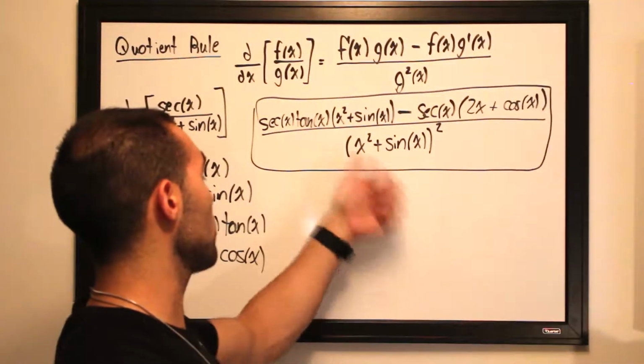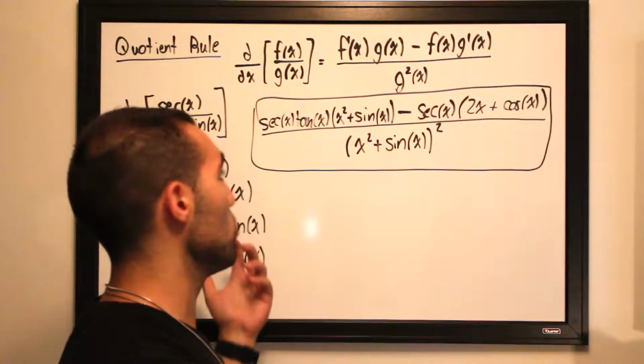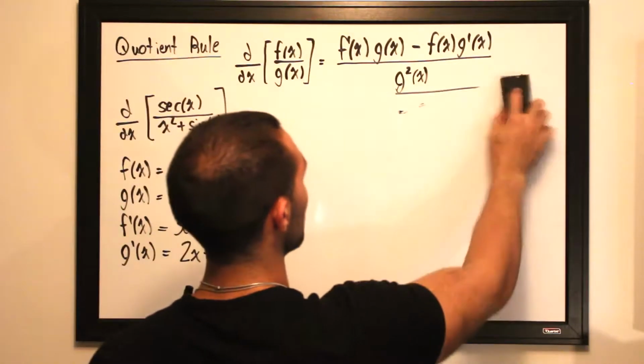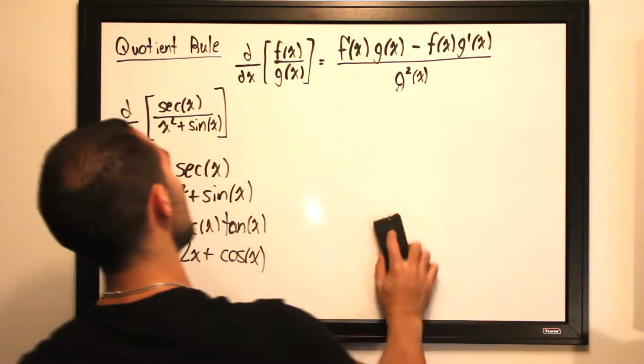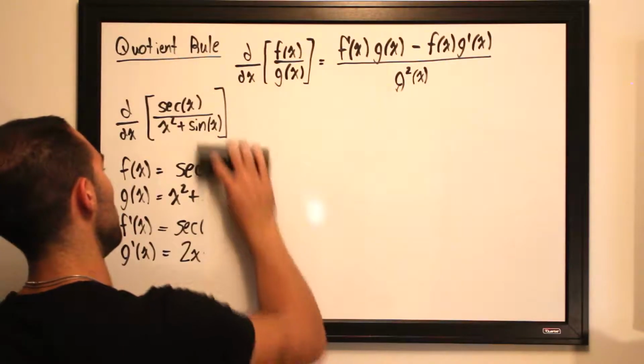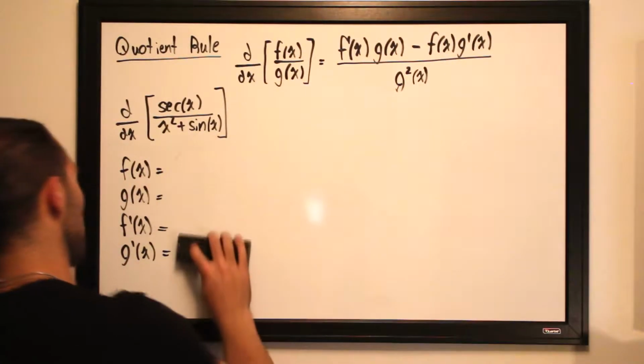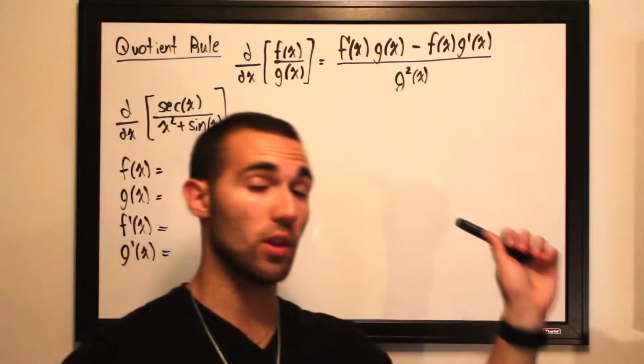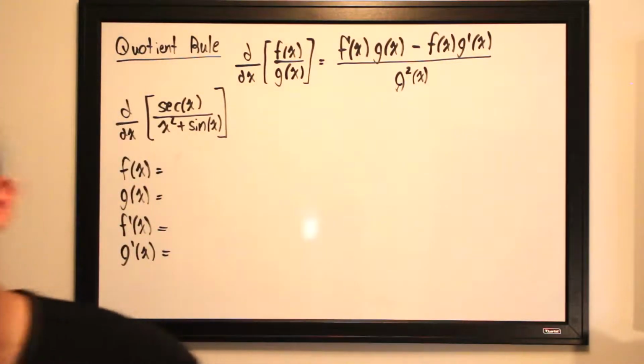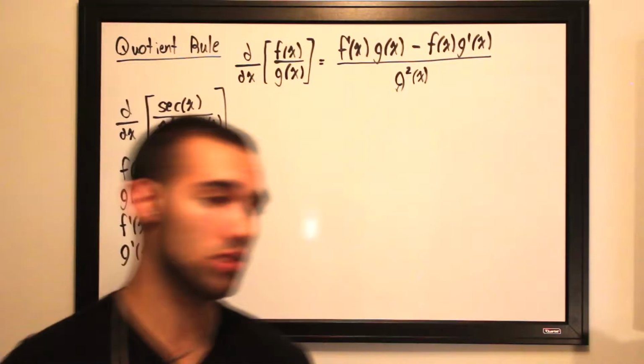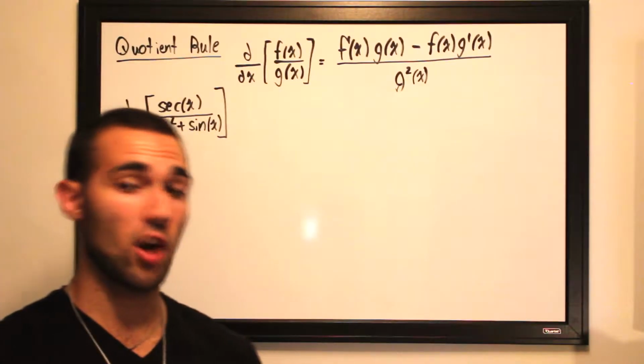If you really wanted to factor out a secant, go ahead and do so. Product rule, quotient rule, and chain rule is very simple, plug and chug. All you really need to do is define your f, your g, your f prime, and your g prime, and then plug them into the formula. If you know the formula, you know how to take the derivative of any quotient, any product, and any composition function.